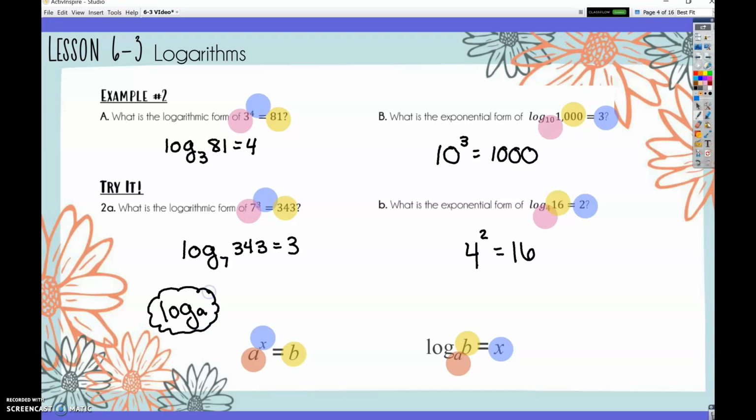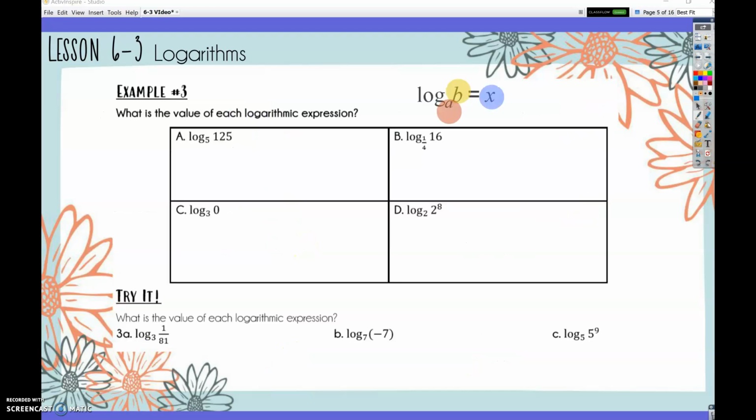Not every calculator has it, but on Desmos, it's on the functions tab under miscellaneous, and you'll find this button. Ask your teacher if you need help finding it. You can actually type log base 7 of 343 to check if you got it right, and it should equal 3. And so again, more practice writing them as an exponential.